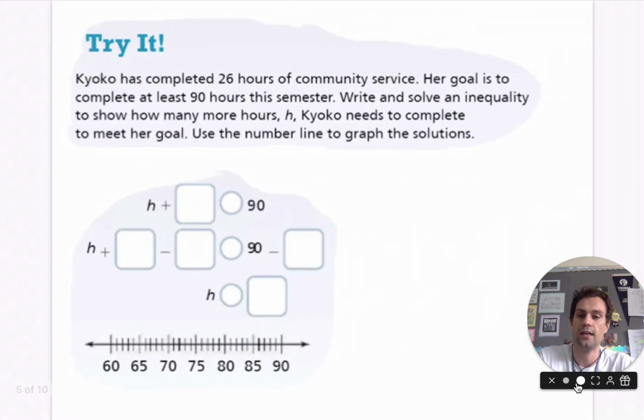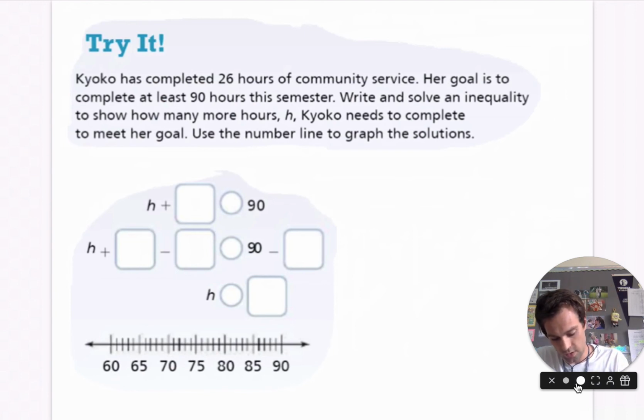So let's go ahead and do this one together. Actually, how about you go ahead and do it yourself? Pause the video. All right, Kyoto has completed 26 hours of community service. Her goal is to complete at least 90 hours this semester. Write and solve an inequality to show how many more hours Kyoto needs to complete to meet her goal. Use the number line to graph the solutions.